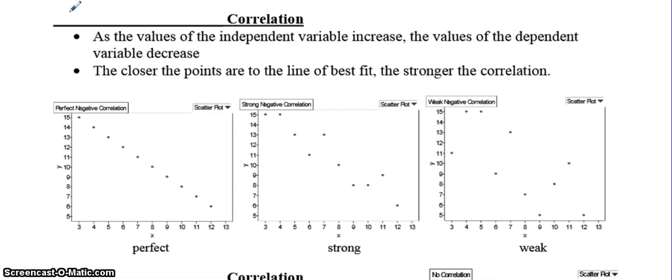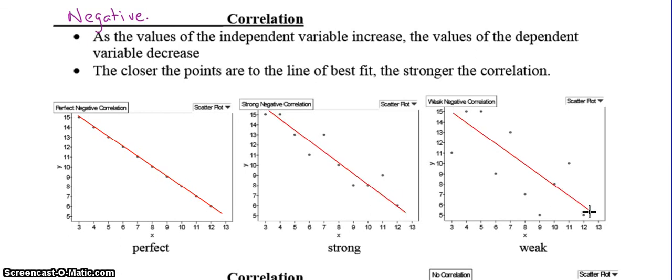A negative correlation: as the values of the independent variable increase, the values of the dependent variable decrease. So basically the line is decreasing from left to right. Once again, the closer the points are to the line of best fit, the stronger the correlation. So you could have a perfect negative correlation, a strong negative correlation, or a weak negative correlation.